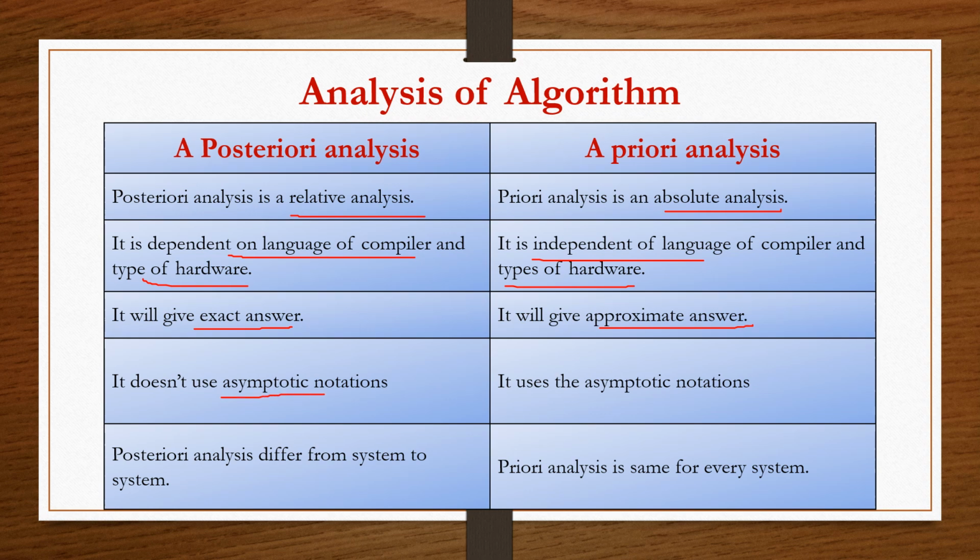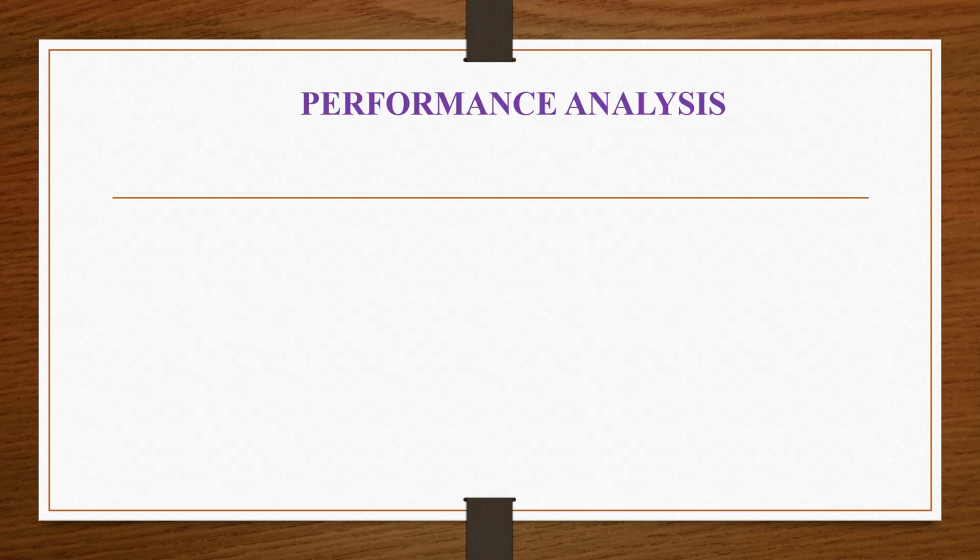Posteriori does not use asymptotic notation. We will be learning what asymptotic notations are in the upcoming sessions. Whereas priori uses asymptotic notation. Posteriori analysis differs from system to system because it is dependent on the hardware and the compiler, whereas priori analysis is the same for every system. So knowing this, we will move on to the performance analysis.